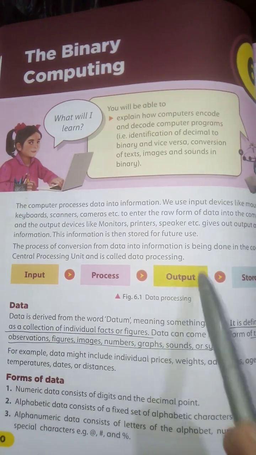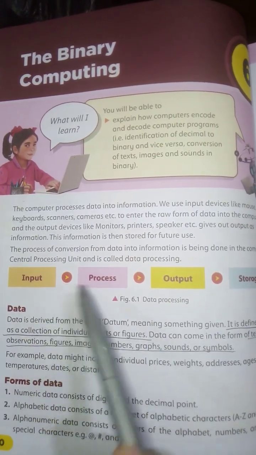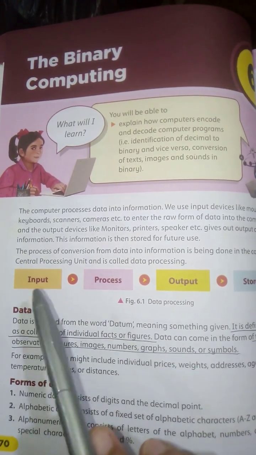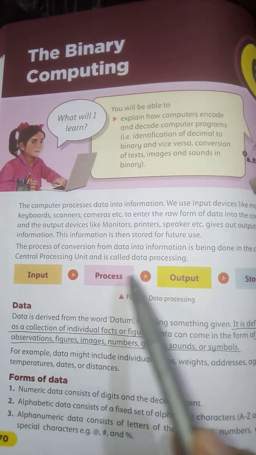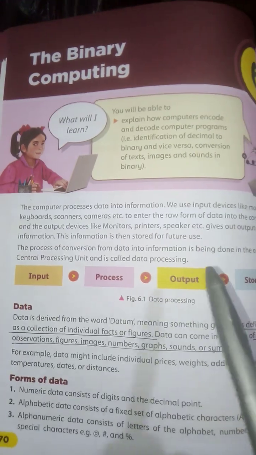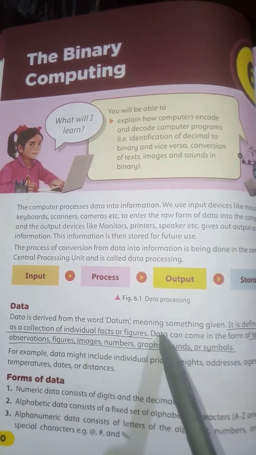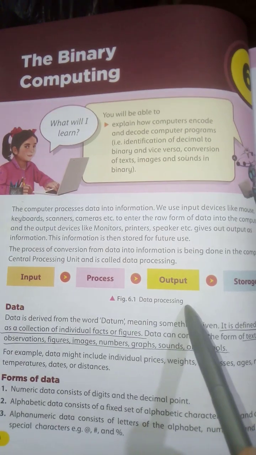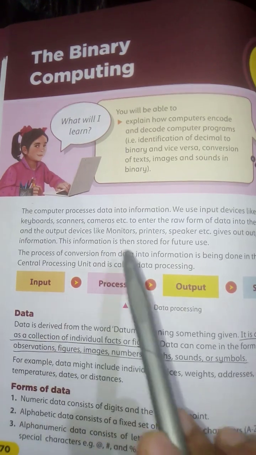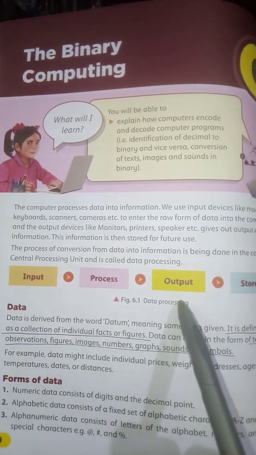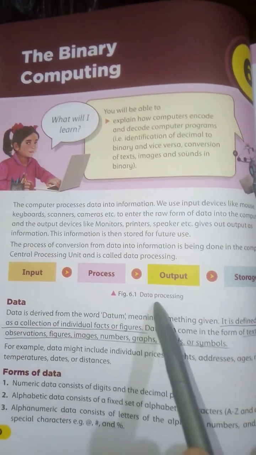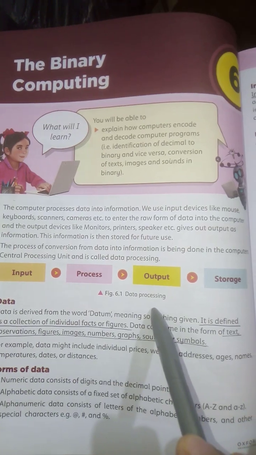Now we need to know what output is about. When we enter data into the computer, it becomes input, and when we process that input, it becomes output, and that output means information, right? So the processed form of data is basically called information, right? So whatever we enter into the computer is called input, then it is processed and it becomes output, that is information, and that is stored in the CPU. That process is basically called data processing.